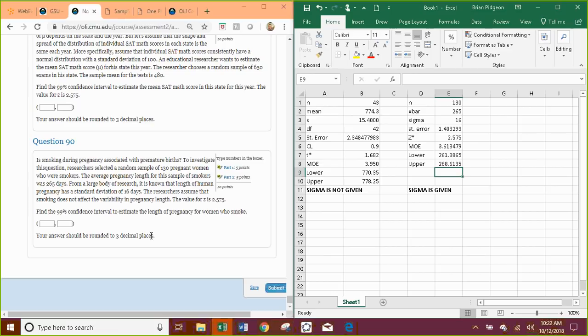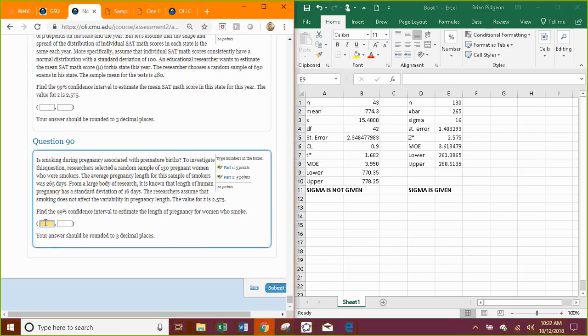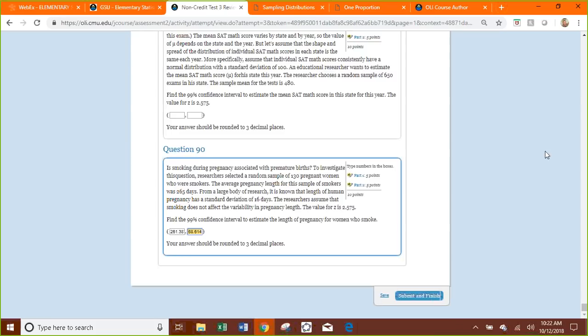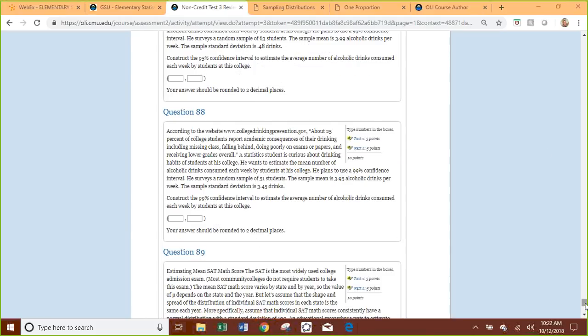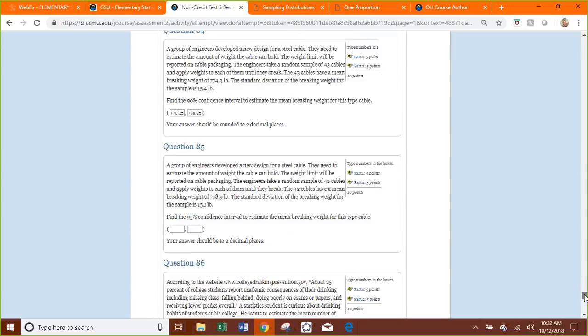Not very pregnant women who are smokers. Yes. So 261.387 to 268.614.